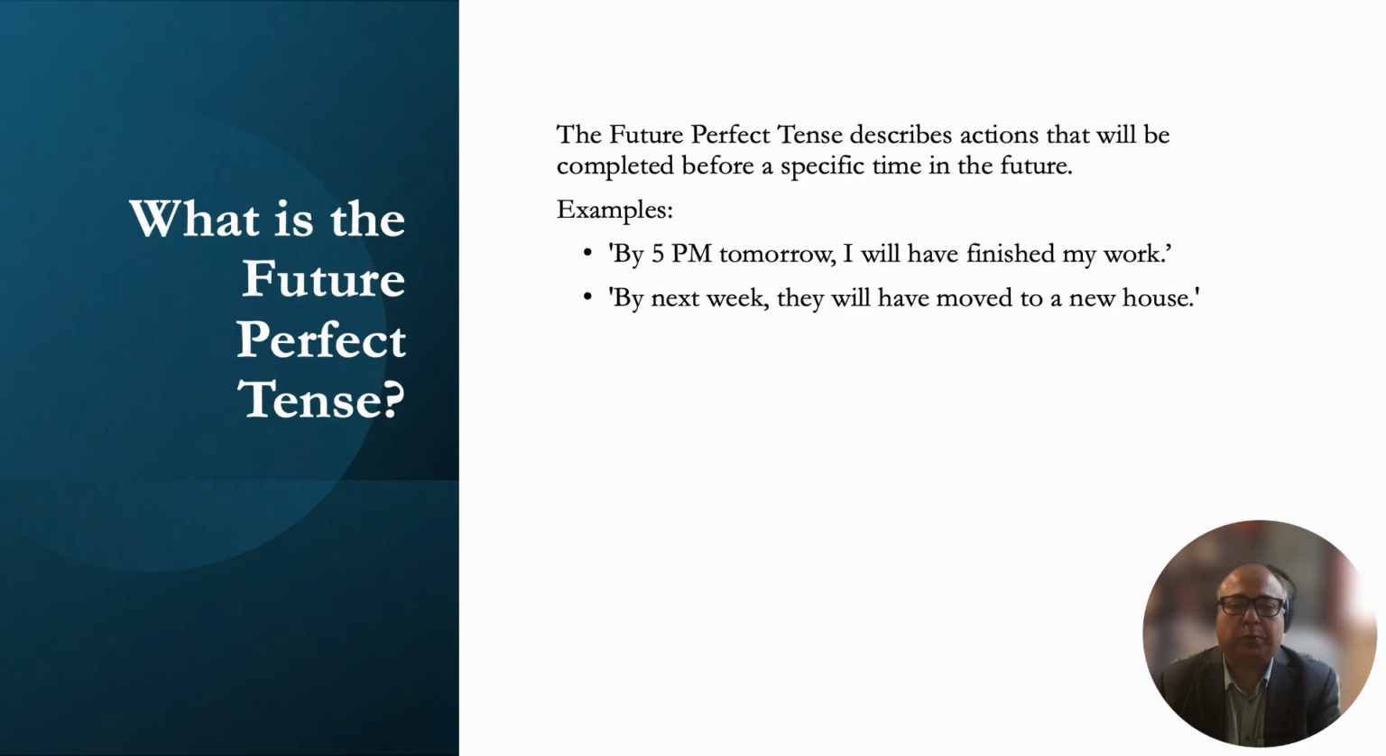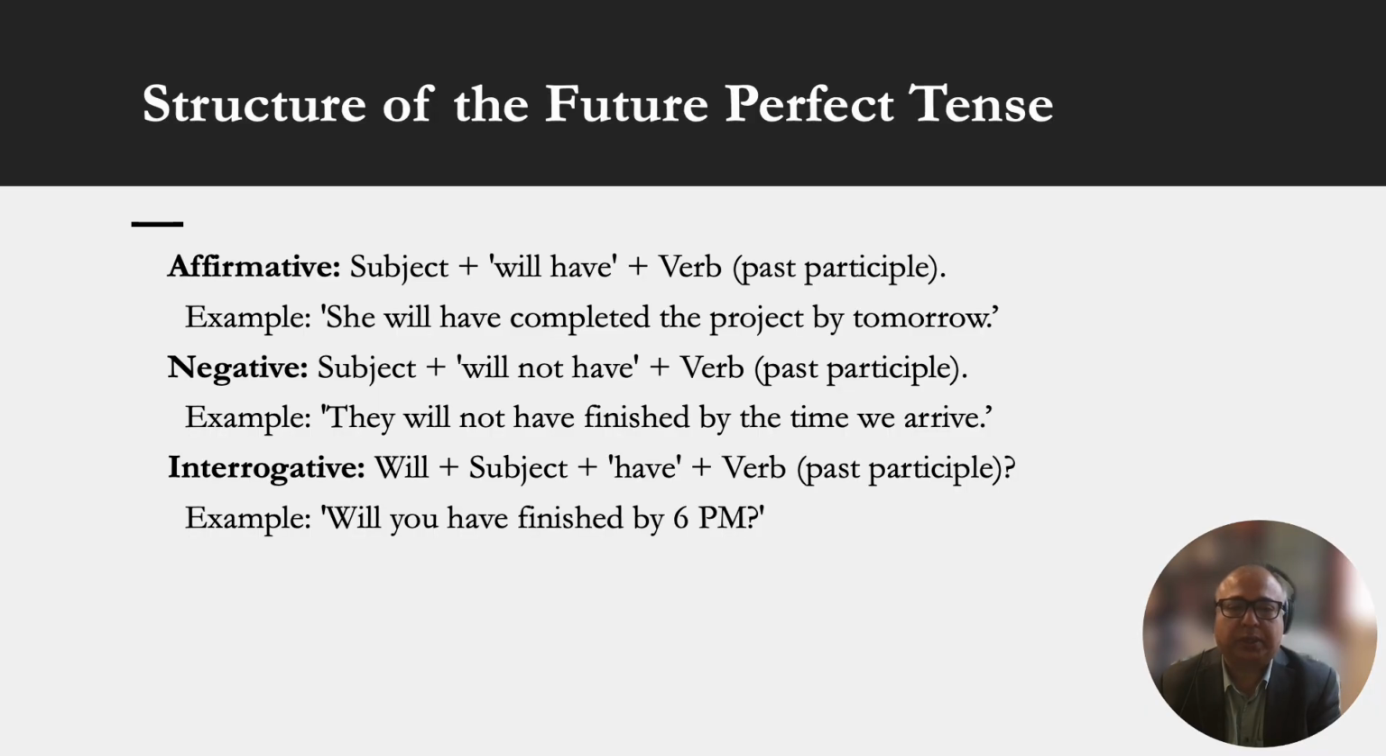By 5 p.m. tomorrow, I will have finished my work. I will have finished, right? Now compare that to the future progressive tense. I will be reading a novel by 5 p.m. But this one is by 5 p.m. tomorrow in the future, an action will have been completed. I will have finished my work. By next week, they will have moved to a new house. Okay? All right. How do we structure this?